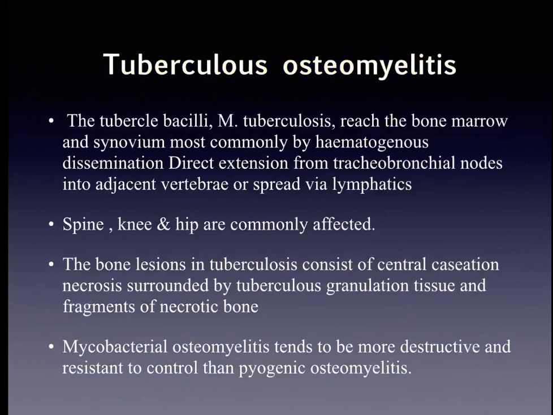So they consist of a central area of caseation necrosis surrounded by tuberculous granulation tissue made up of epithelioid cells, and fragments of necrotic bone can also be seen. So usually the mycobacterial osteomyelitis tends to be more destructive and also resistant to treatment than pyogenic osteomyelitis.